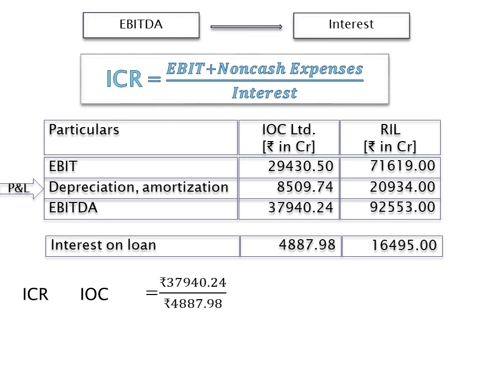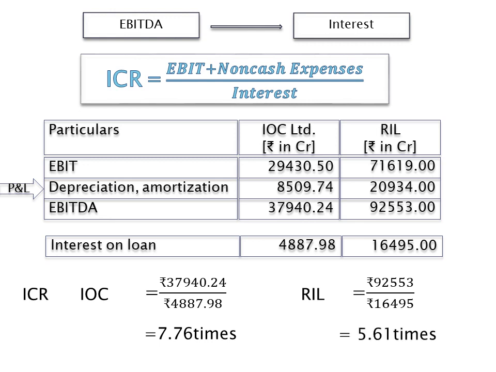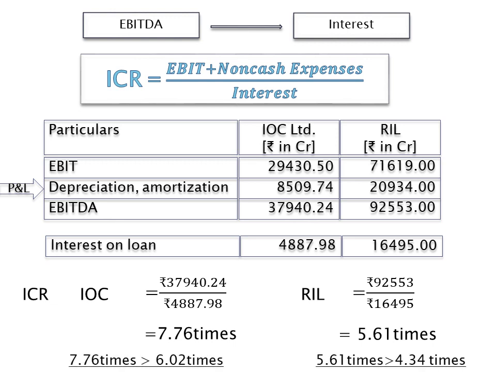Therefore, interest coverage ratio of IOC Limited is rupees 37,940.24 divided by rupees 4,887.98. This comes to 7.76 times, whereas interest coverage ratio of RIL is rupees 92,553 divided by rupees 16,495. This comes to 5.61 times. You can see that this formula is showing better results for both the companies than previous one, as numerator is increased by non-cash expenses. It means this formula helps firms to showcase better financial performance.